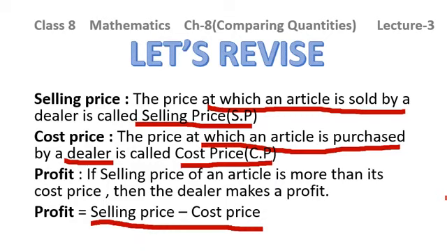So selling price is the price at which an article is sold by a dealer. Cost price is the price at which an article is purchased by a dealer. Profit: if selling price of an article is more than its cost price, then the dealer makes a profit. Profit can be given as selling price minus cost price.